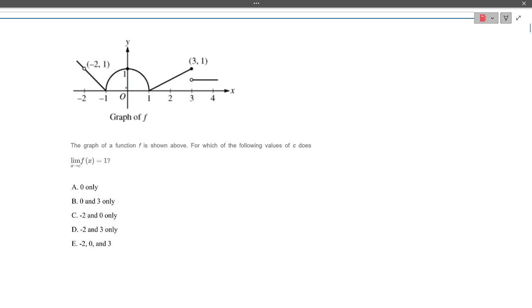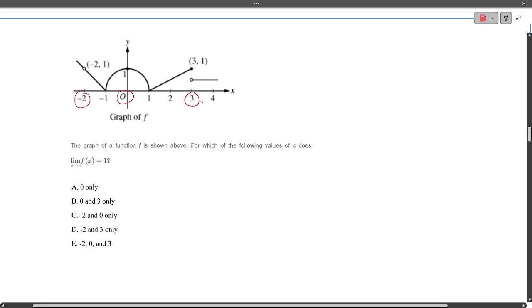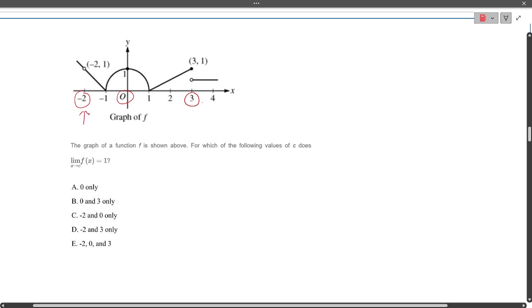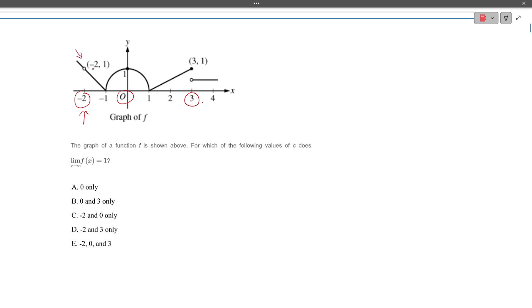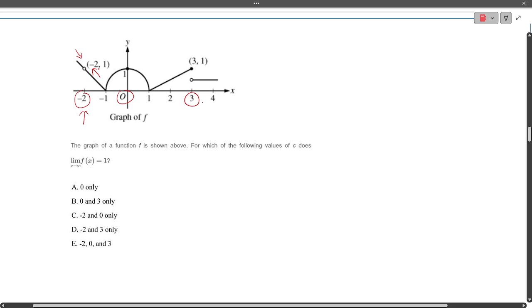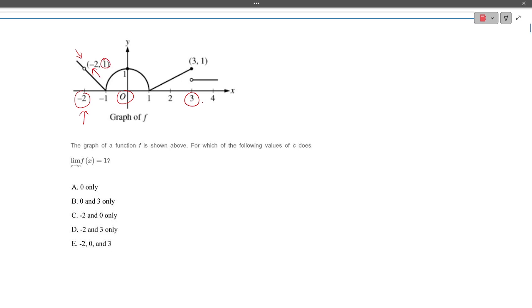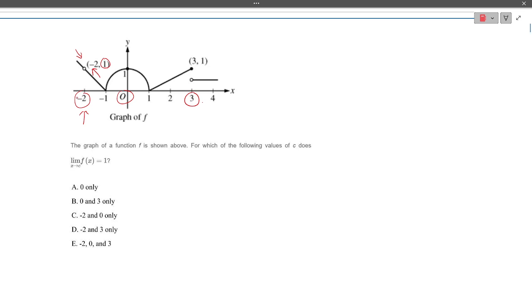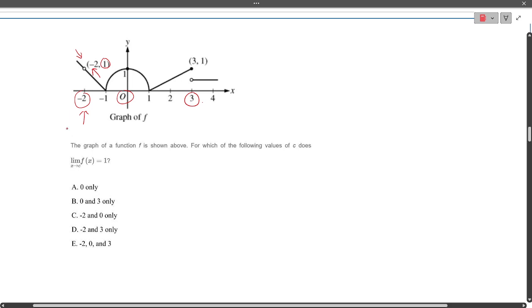So this question asks us to analyze 3 points: -2, 0, and 3. First, at the point -2, we observe that as x approaches -2 from both directions, y steadily approaches 1. So, therefore, the limit of the function at this point is indeed 1. So this is correct.